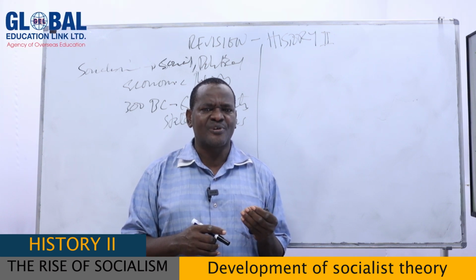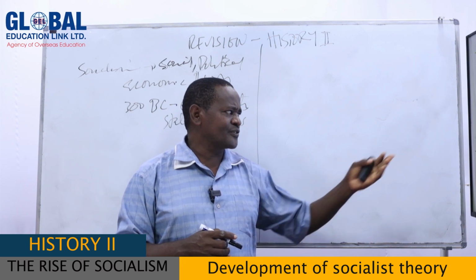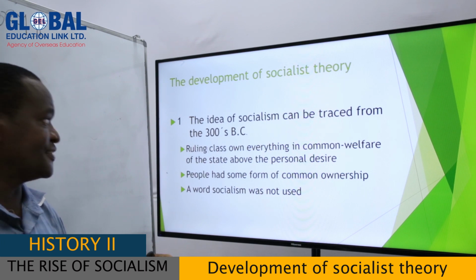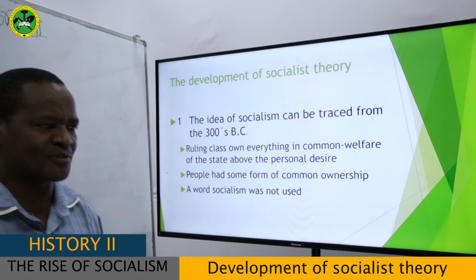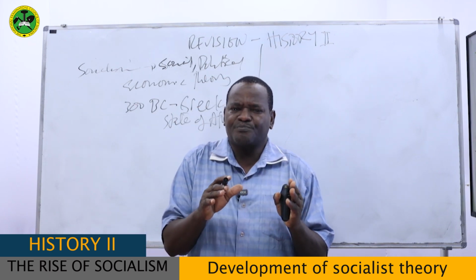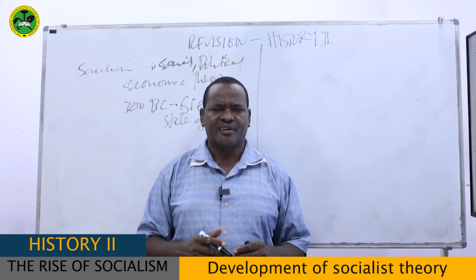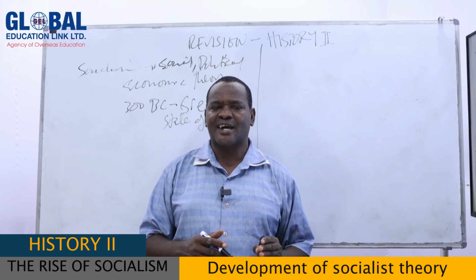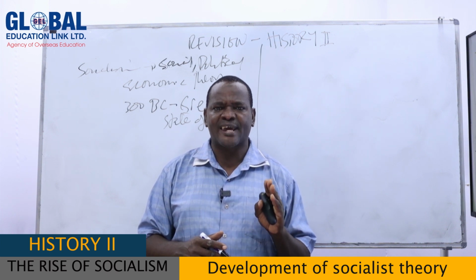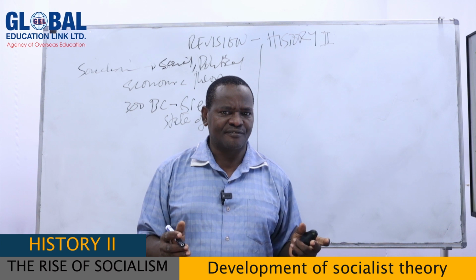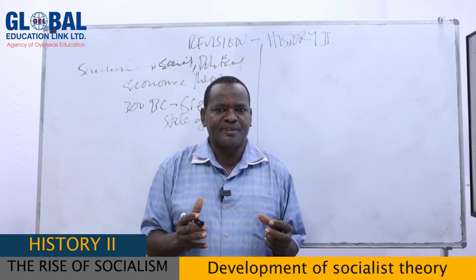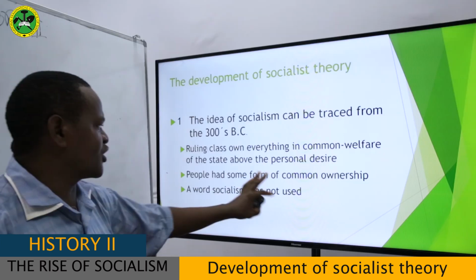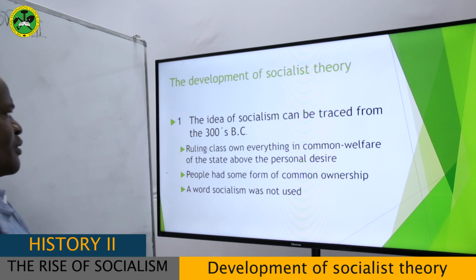In fact, he tried to draw an ideal society, in which the ruling class would own everything in common, and the welfare of the state would be above personal desire. That means the ruling class would own everything in common on behalf of the people of that society, and the welfare of the state would be given more priority than individual desire. As we have seen earlier, socialism means people care about the society. So people had some form of common ownership in that society, which was proposed by Plato.